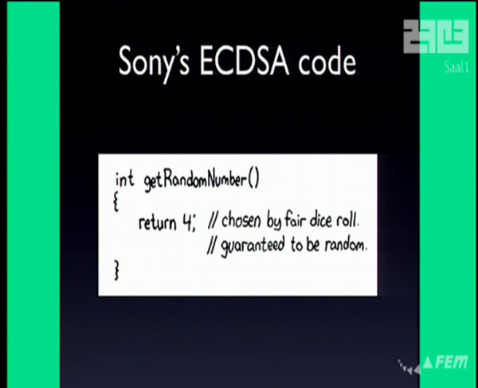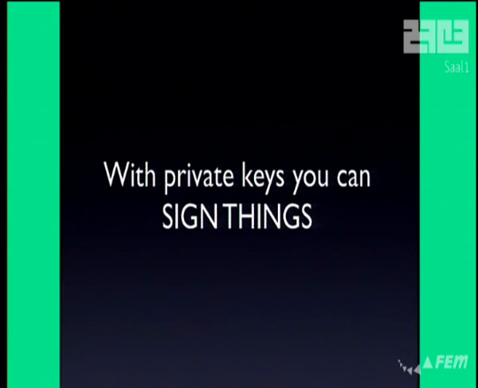And of course, as Sven explained, if you use the same M, you can calculate K once you have two signatures. And if you have K, well, that's a private key, and with a private key, you can sign things.